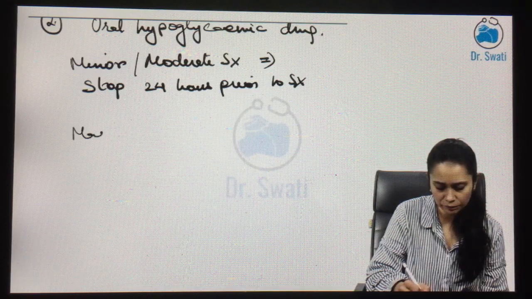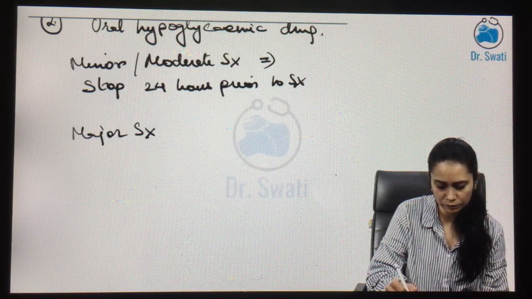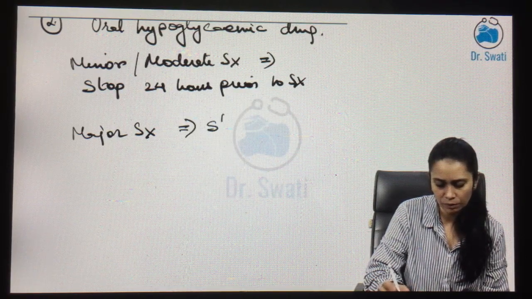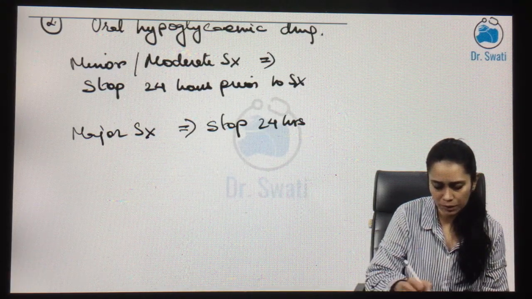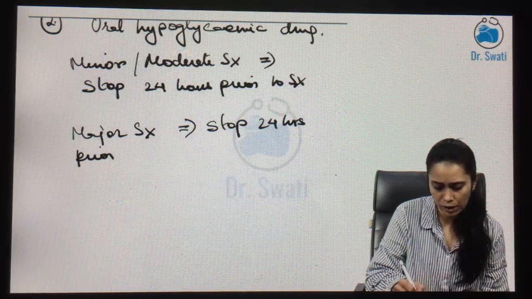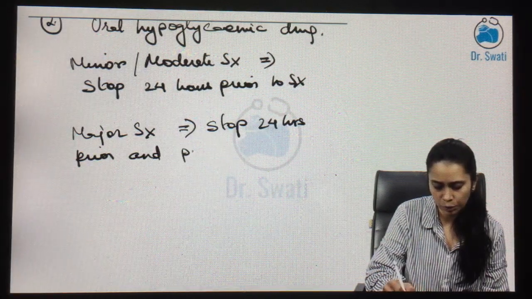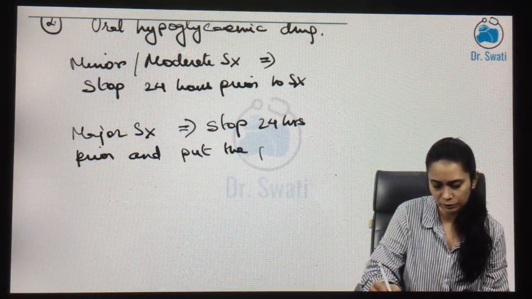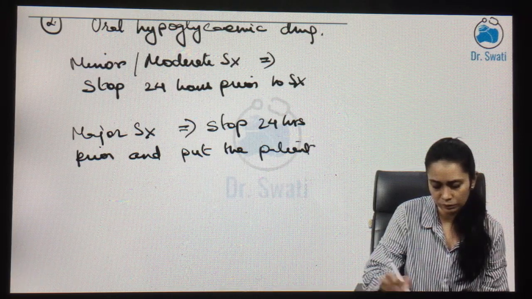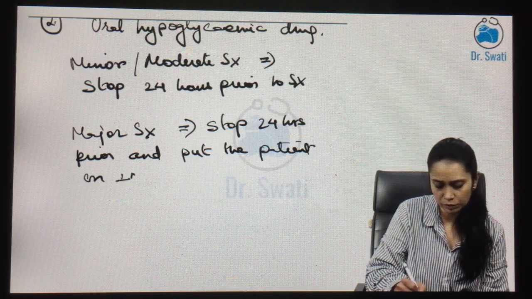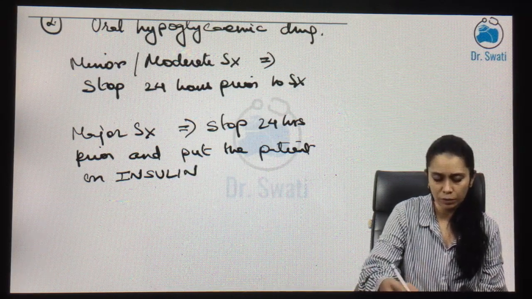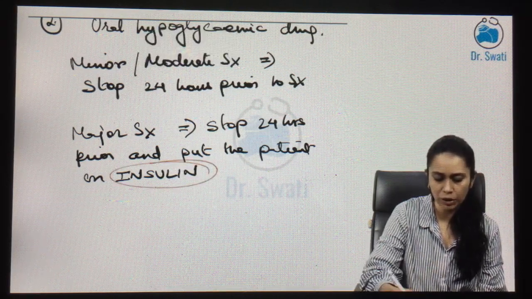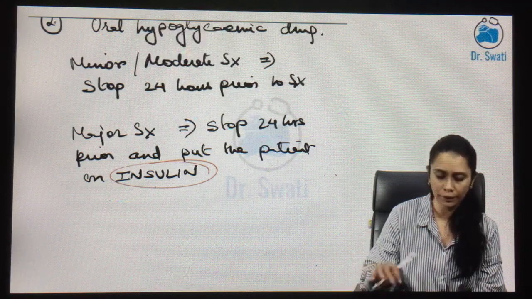Major surgery, stop 24 hours prior and put the patient on insulin. Put the patient on insulin. Okay? We have to put the patient on insulin. Got it? Understood this? Okay.